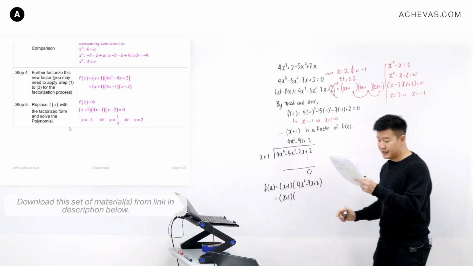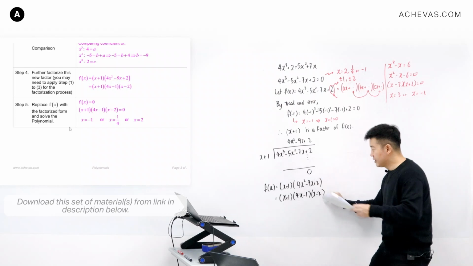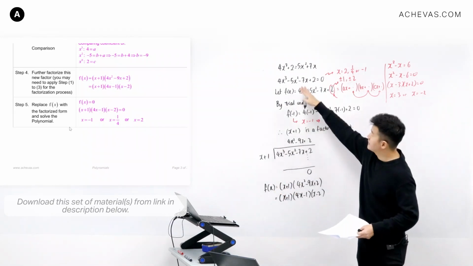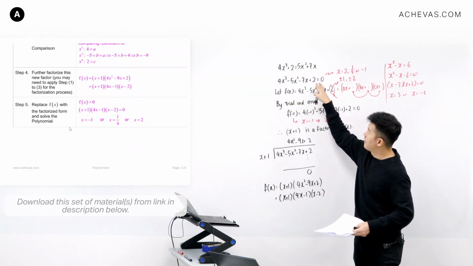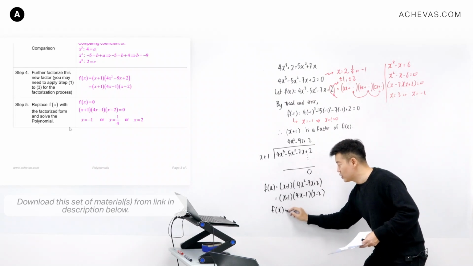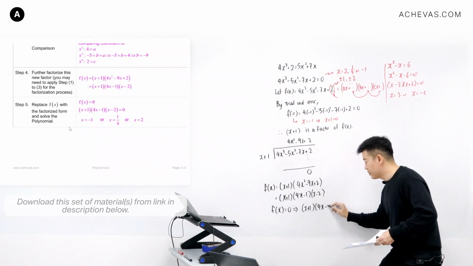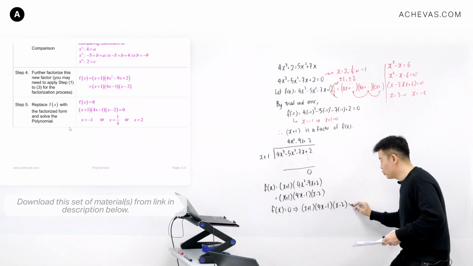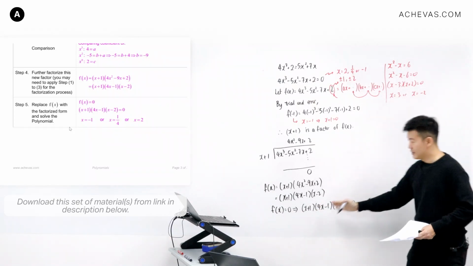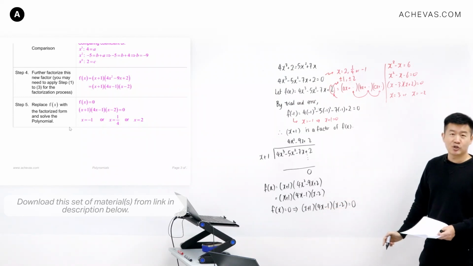If not, in this case here, we can factorize it to 4x minus 1 and x minus 2. And then the last step, step number 5, I'm going to replace f(x) here by this expression. So therefore, if f(x) is equal to 0, then I can say that x plus 1, 4x minus 1, and x minus 2 is equal to 0. And from here, just like what we have done here, that means x plus 1 is equal to 0, or 4x minus 1 is equal to 0, or x minus 2 is equal to 0.